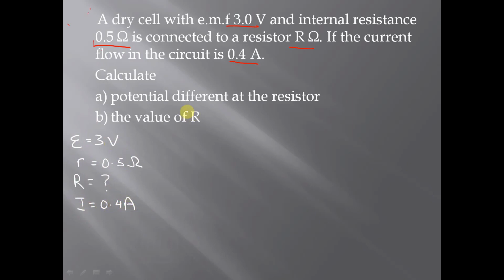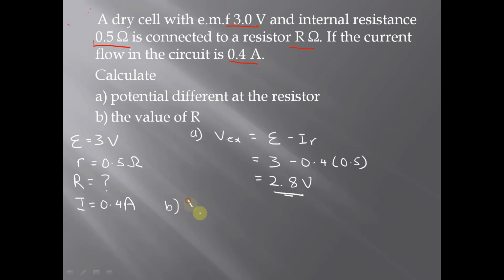Question A: the potential difference across the resistor. That means they want the external voltage. Do remember the external voltage can also be written as EMF minus internal Ir, that is 3 minus 0.4 multiplied by 0.5. With the calculator, you get 2.8 volt. The same thing goes for question B. They want you to find big R. So the external V is equal to IR, where this is 2.8 and I is 0.4. We are asked to find R. Very simple, just use a calculator and you find it is 7 ohm.